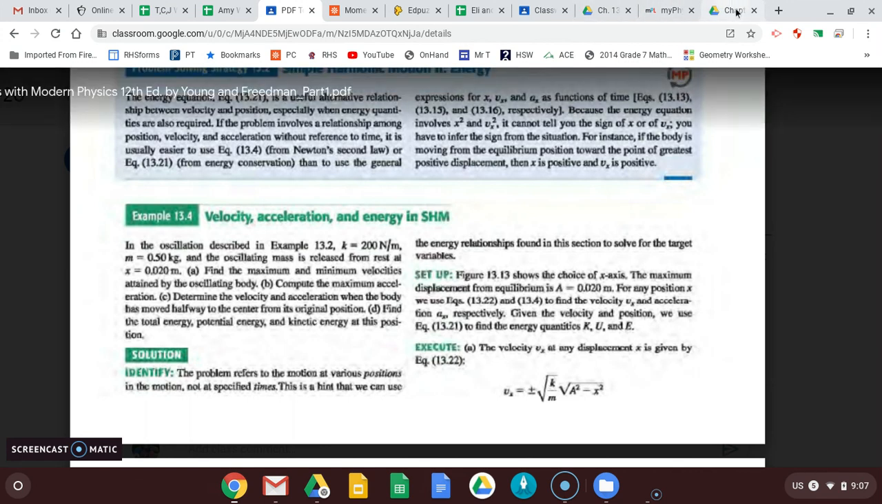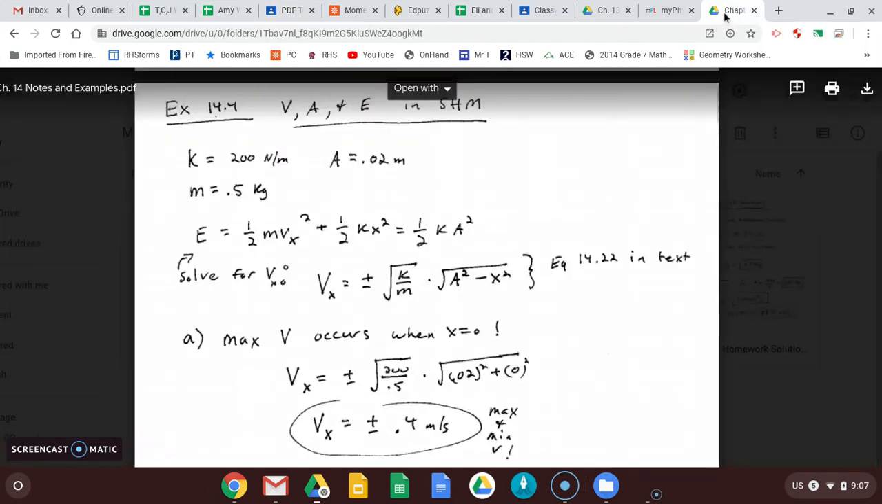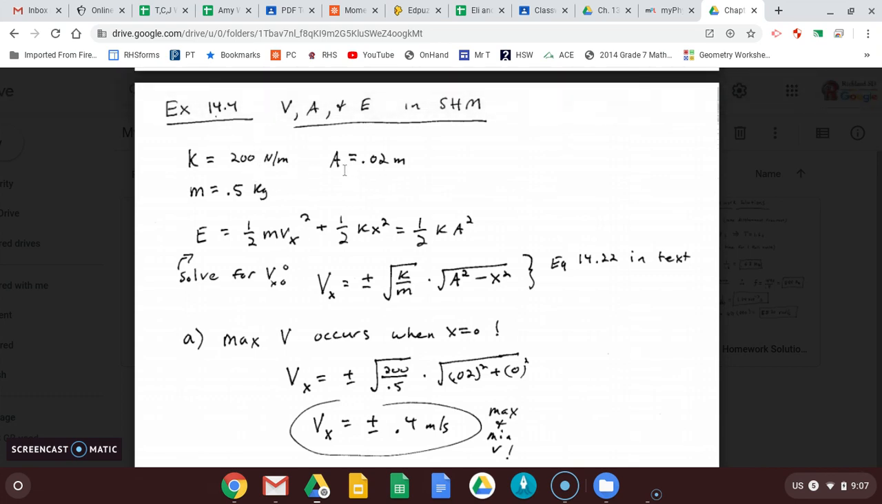So let's flip over to my solution. They're easier to follow. And pay no attention up here, by the way. I know it says example 14.4. These were written for our new textbook, but this is the same problem as 13.4 in the online one. So you'll notice I listed my givens, and I did put, as I described earlier, that since it was released at the x position of 0.02, that was actually our amplitude.